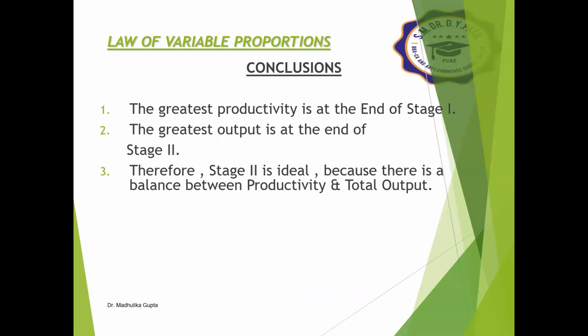Understood? So let's conclude. The greatest productivity is at the end of stage 1. You understood this? The greatest output is at the end of stage 2. Therefore, stage 2 is ideal because there is a balance between productivity and total output. So the conclusion is a rational producer will never produce in stage 1 and 3, but will produce in stage 2, where both MP and AP of variable factors are diminishing. At which particular point in this stage the producer will decide to produce depends, of course, upon the prices of factors of production. Understood? I hope you've understood this law of variable proportions.